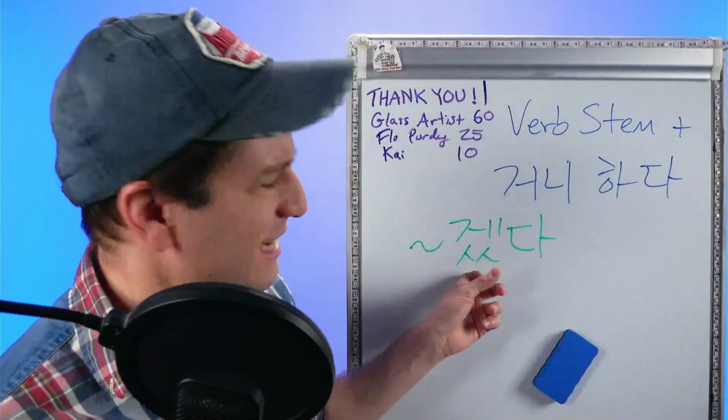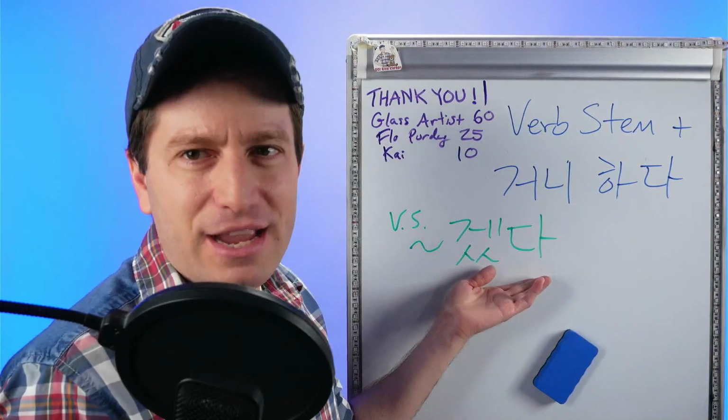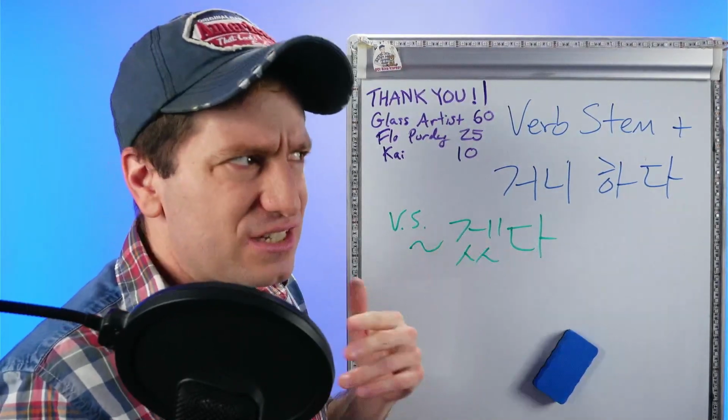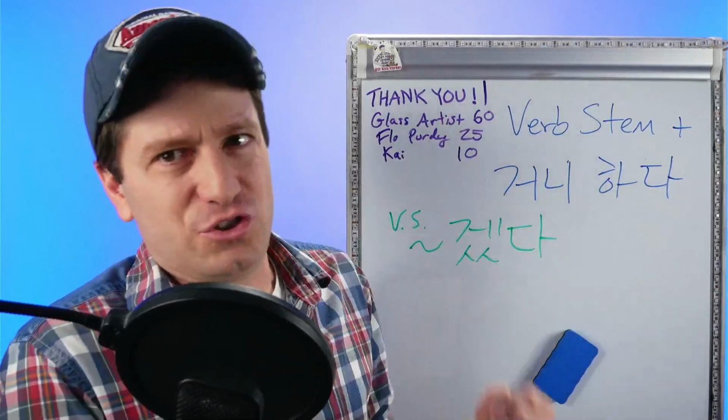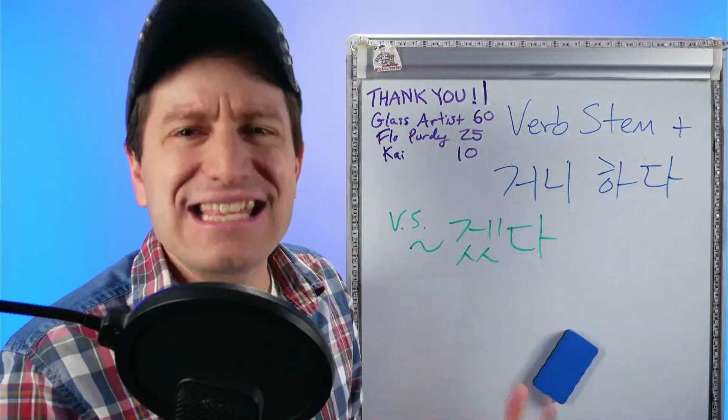What about this ending, where you take a verb stem and you attach 겠다? This is the future tense ending, right? But it's not just future. It's not just someone will do something. I will do that. But it's also sort of future as in you're making like a guess about something.